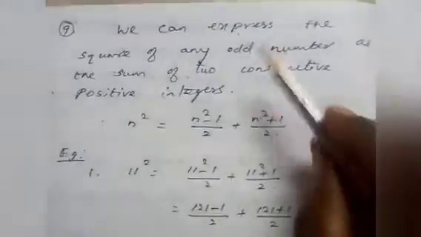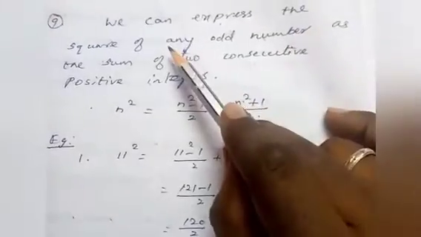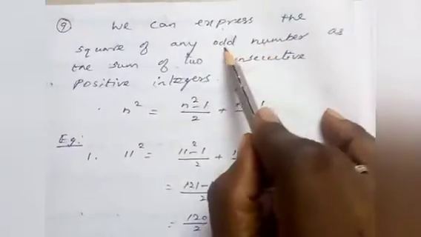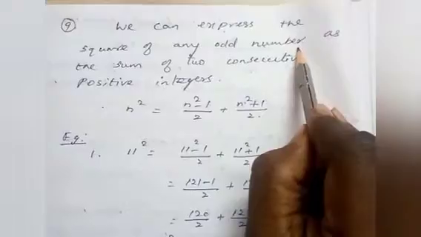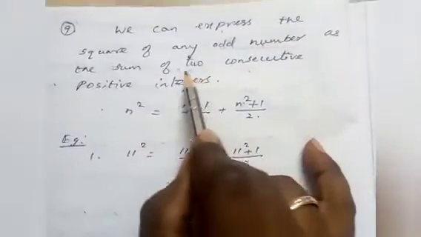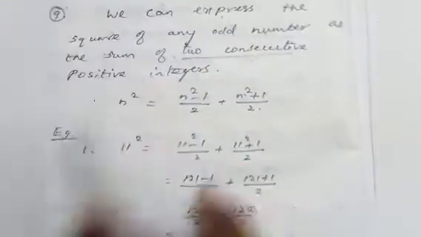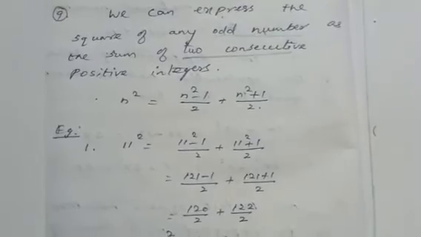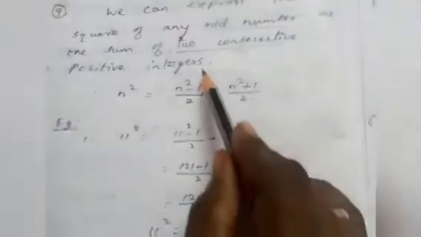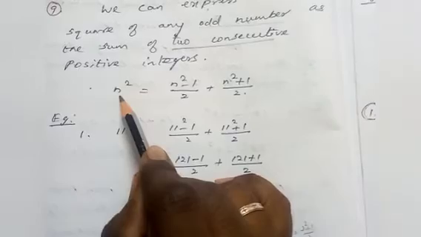The next property is, we can express the square of any odd number as the sum of two consecutive positive integers. For example, the formula is n squared.